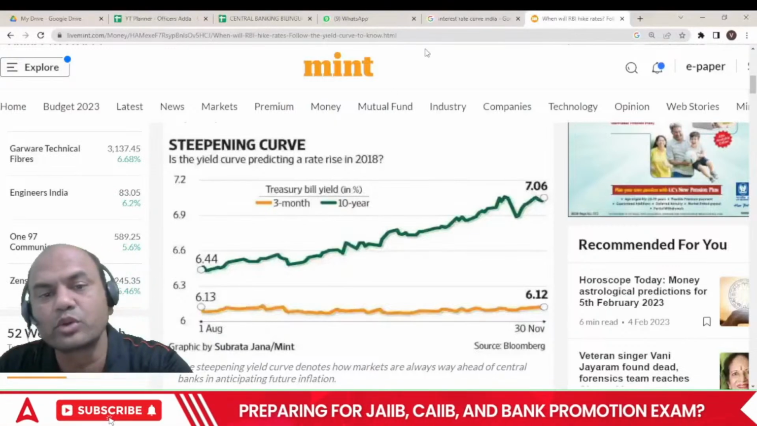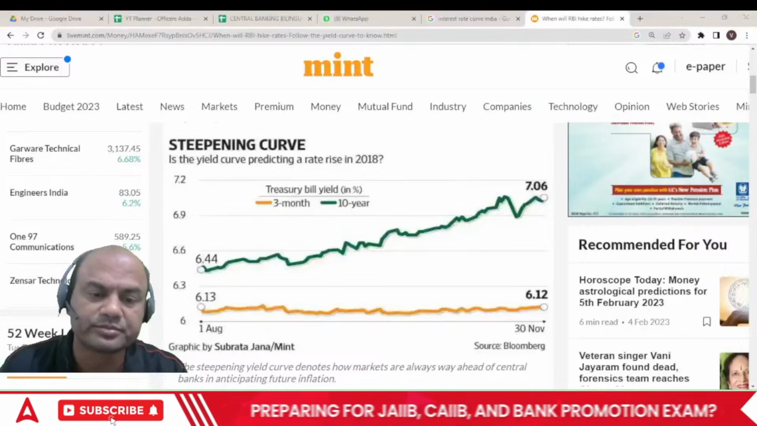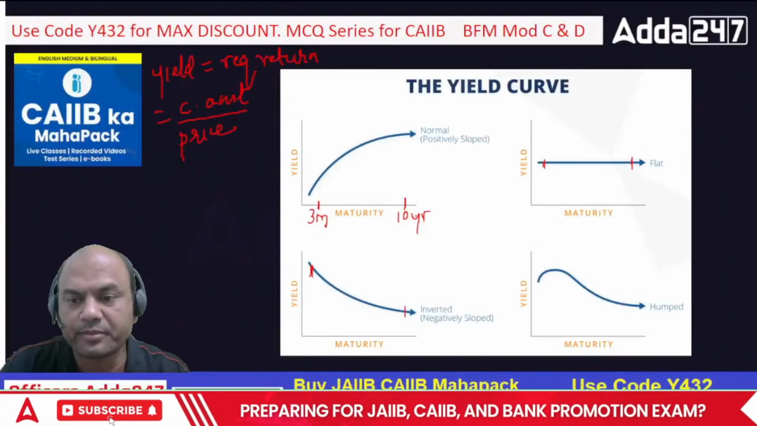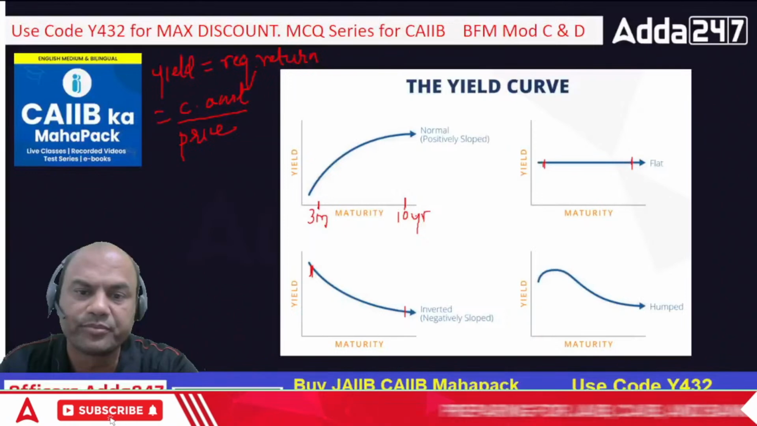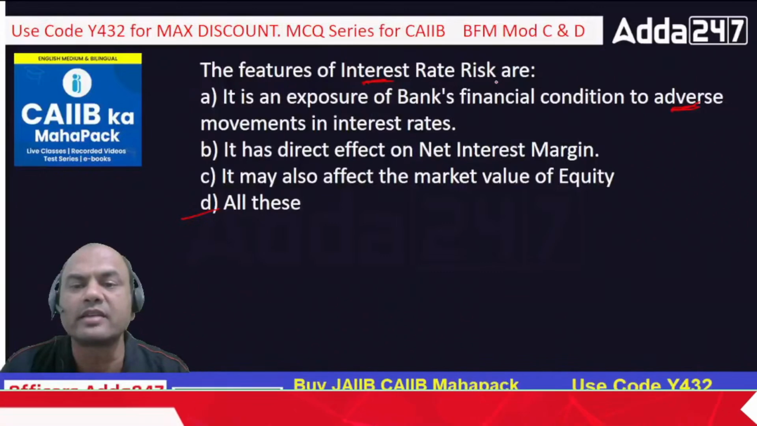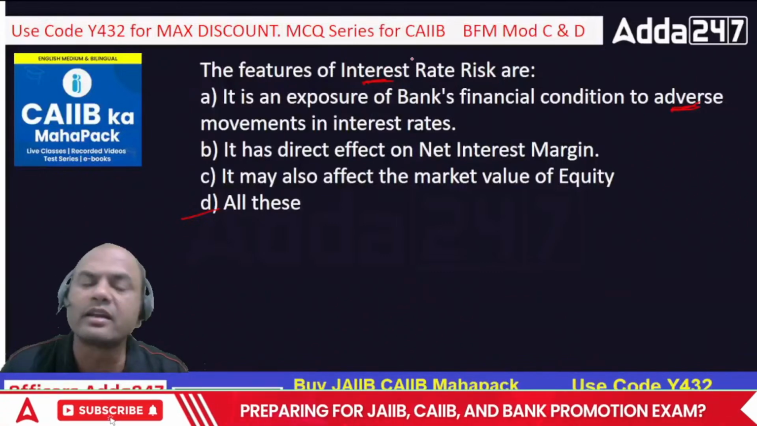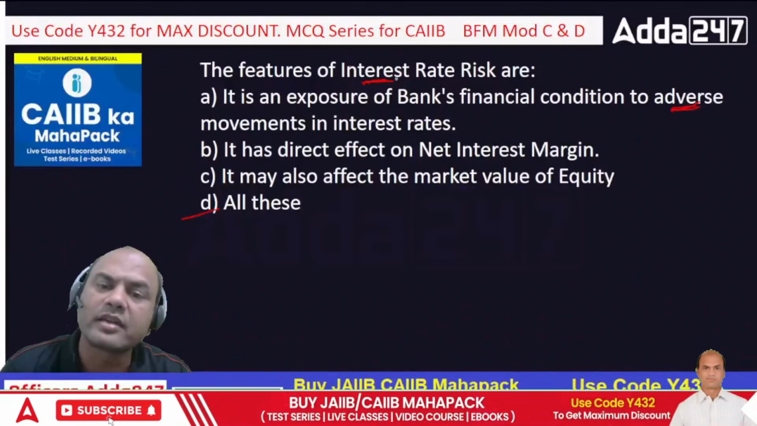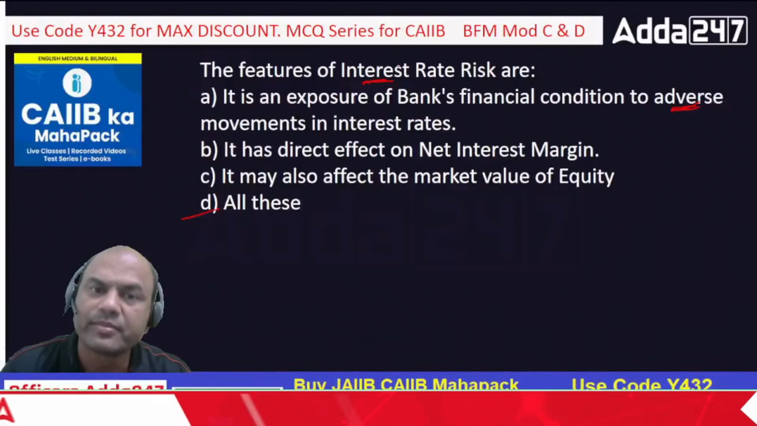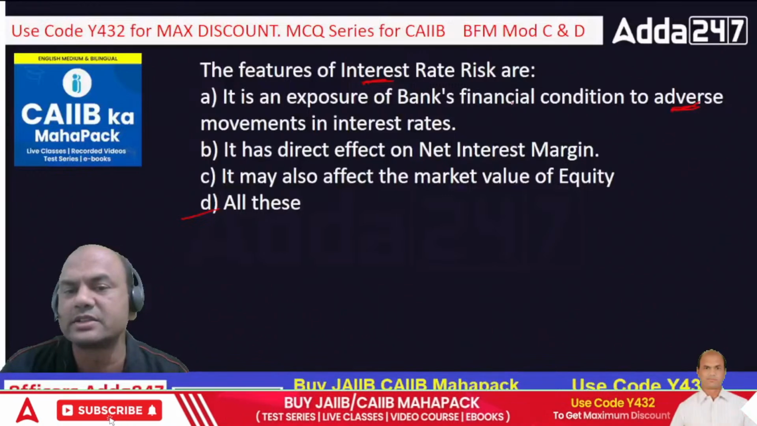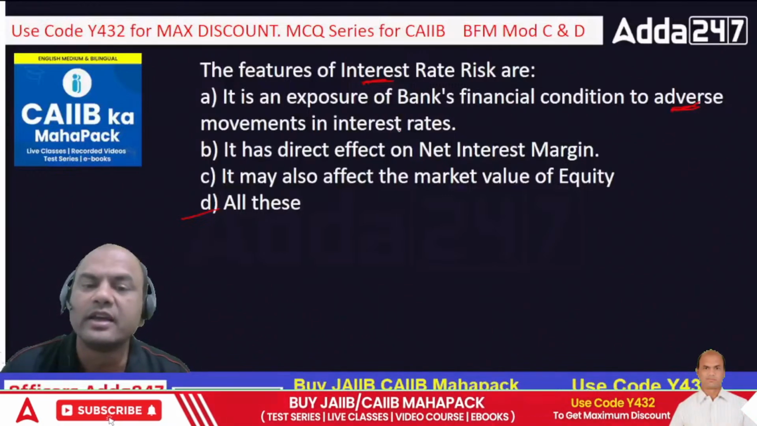Okay. So let's go back to our slide now. Okay, coming back now. Let's go back to the questions. The features of interest rate risk are, interest rate risk means what? Interest rate risk is same as the yield curve risk. Interest rate means yield. The features of yield risk are, it is an exposure of the bank's financial condition to adverse movements in the interest rates.